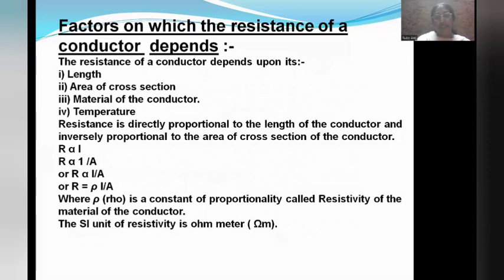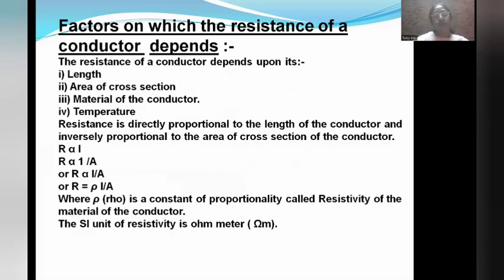Now we will see the length and area of cross-section. R is proportional to L and R is inversely proportional to A. When you combine these two, R is proportional to L upon A. So here, in order to change the proportional sign, we put a constant, that is resistivity or rho. So we can write R is equal to rho L upon A. Whereas rho is the constant of proportionality called the resistivity.